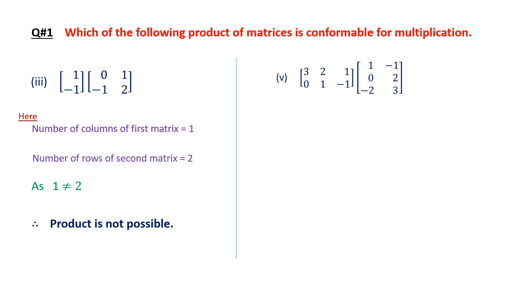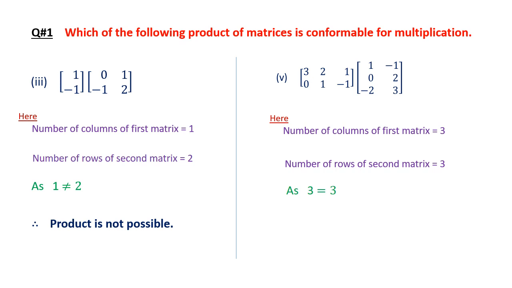Part 5. Here again we have two matrices and we have to check whether they are conformable for multiplication. Here the number of columns of the first matrix is equal to 3 and the number of rows of the second matrix is equal to 3. As 3 is equal to 3, therefore the product is possible. Dear students, you can solve the remaining parts easily.